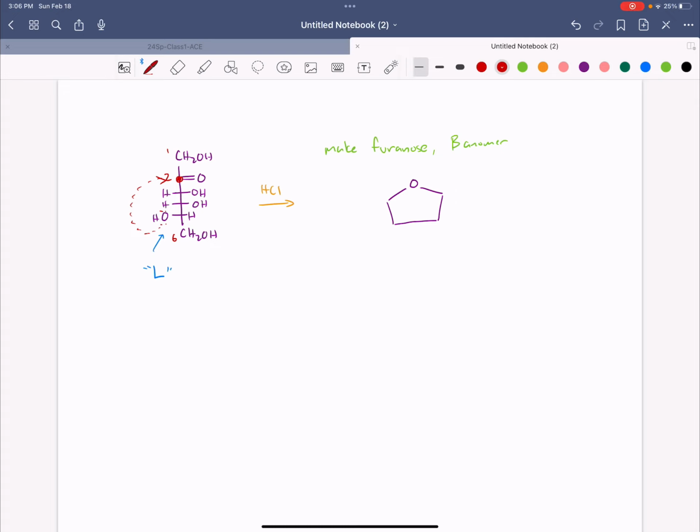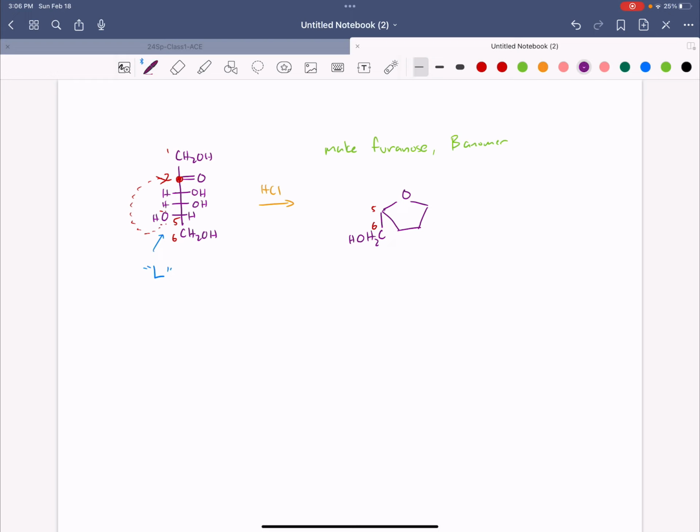I don't like how I drew this. Let me get rid of it. Let me make this a little bit more angled. Drawing something down in the 5-membered ring is pretty easy. It's right here. And CH2OH. Let me try this again. So that's carbon number 6. You could label it. This is carbon number 5.